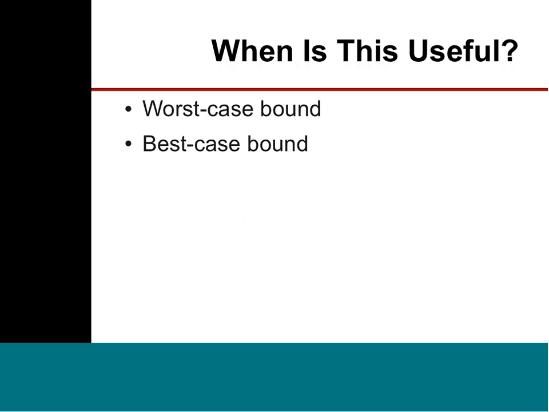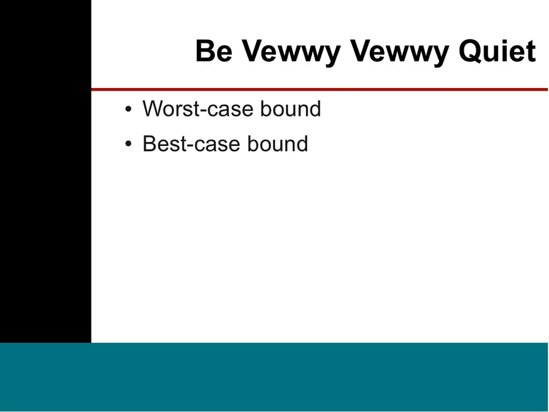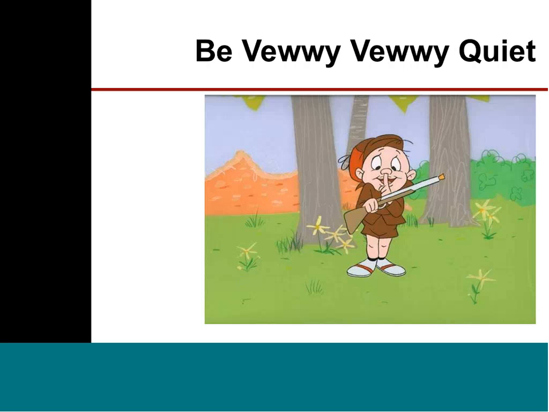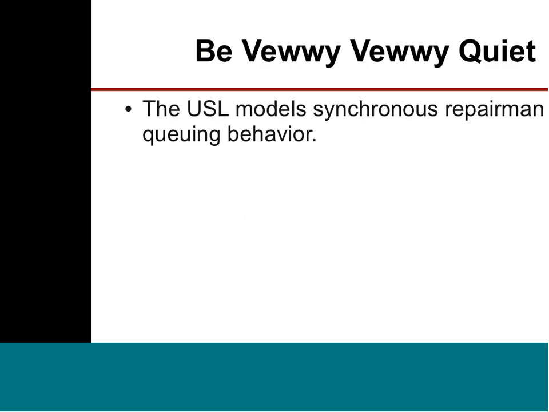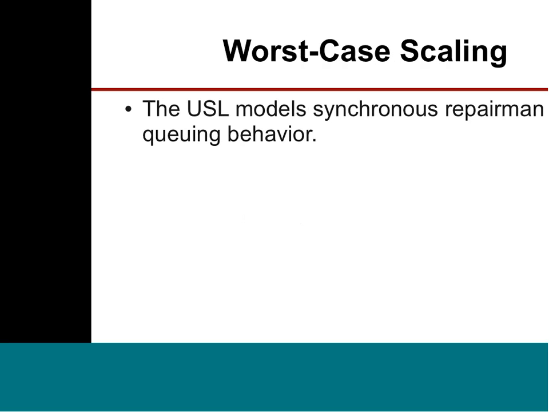There are two cases where this scalability and performance analysis is useful: for a worst case and a best case bound. For the worst case bound, I use this when I'm hunting for bottlenecks. The worst case scalability of the system is what the universal scalability law actually models, when all of the workers on the system are always in communication with each other.